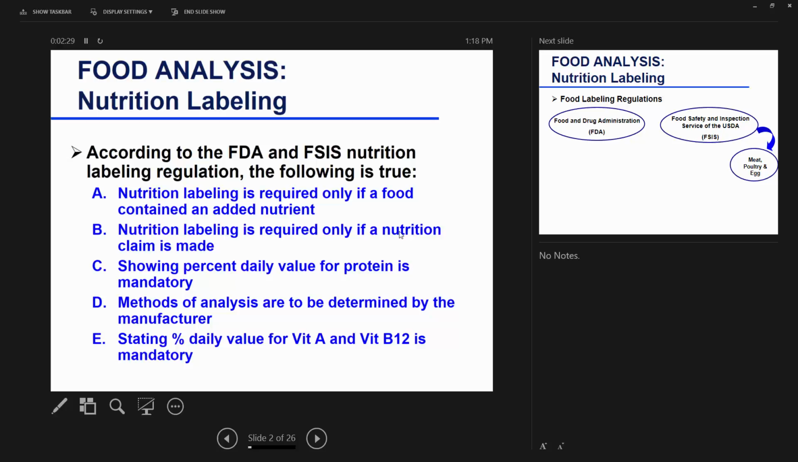Methods of analysis are to be determined by the manufacturer? No, they don't have that luxury. If it's a nutrition label, they need to follow official methods. Stating percent daily value of vitamin A and B12 is mandatory. Vitamin B12, definitely not. Vitamin A used to be, but the regulation changed this year, and now it's dropped. So there is no more vitamin A requirement on the label. So, none of the above.